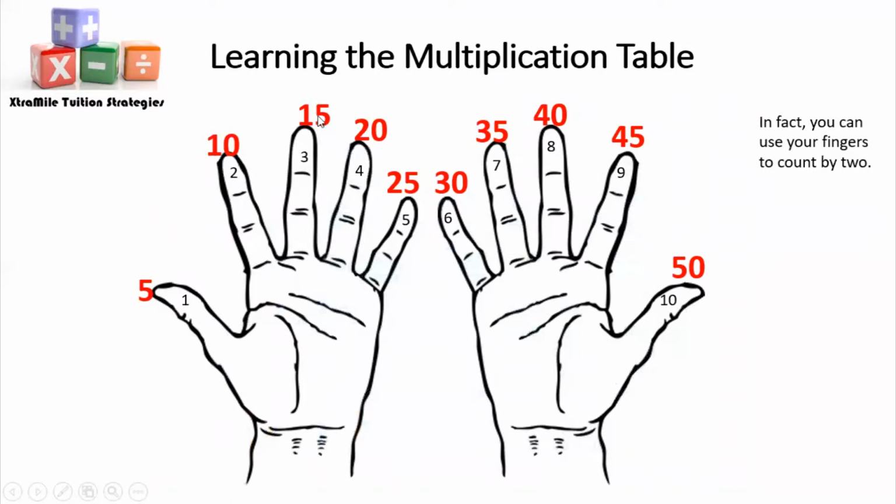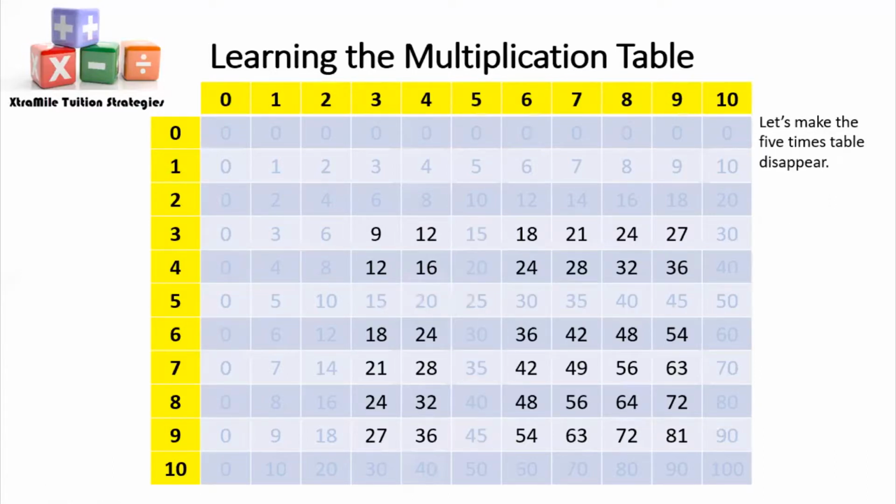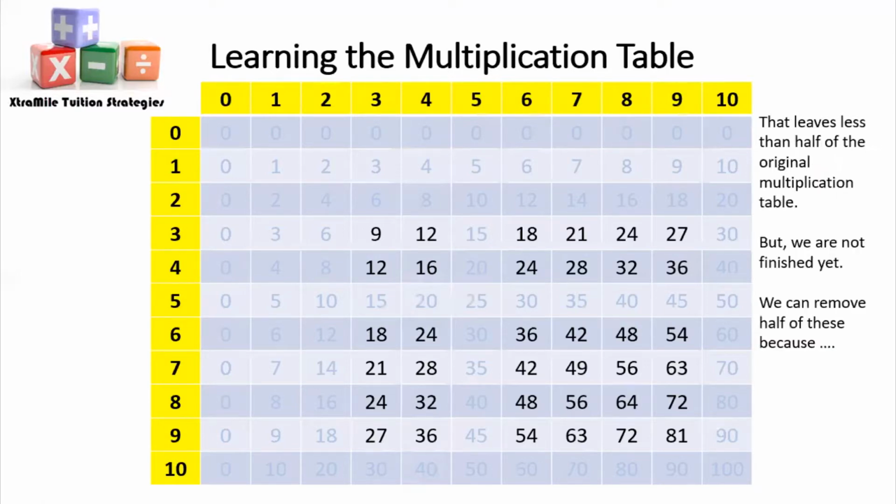5 times 3 is 15. 5 times 4 is 20. 5 times 5 is 25. You can count in 5s, and therefore you have the multiplication table on your fingers for the 5 times table up to 50. If you can count in 5s, then you know the 5 times table. So let's remove it. Make them disappear from the multiplication table. That leaves less than half of the original multiplication table. But we're not finished yet.